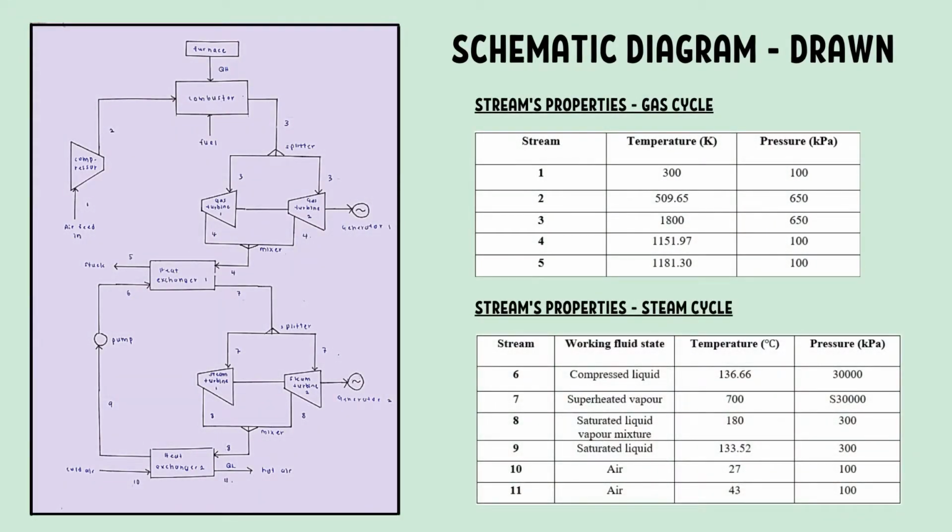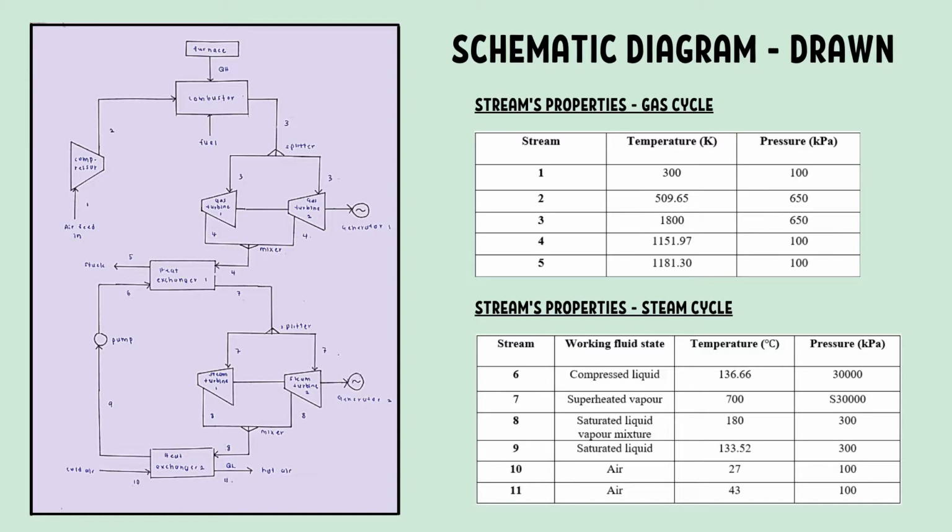From the schematic diagram, firstly, at stream number 1, the air feed at ambient temperature and pressure will be pressurized and sent to the combustor. The combustor then will heat up the stream to 1800 Kelvin. Then, the stream will go to the gas turbines through a splitter which will halve the flow rate. After entering the gas turbines, the energy will be used and the temperature and pressure will drop to 1151.97 Kelvin and 100 kilopascal.